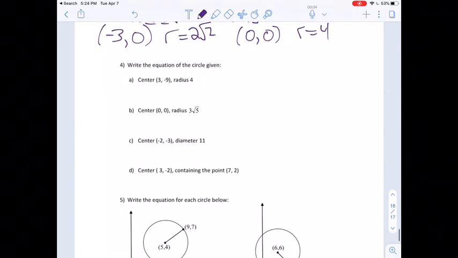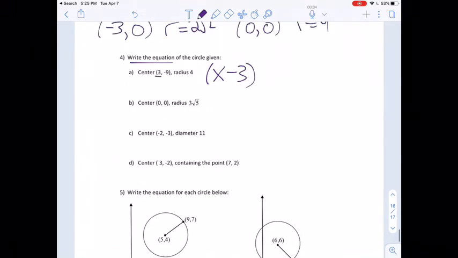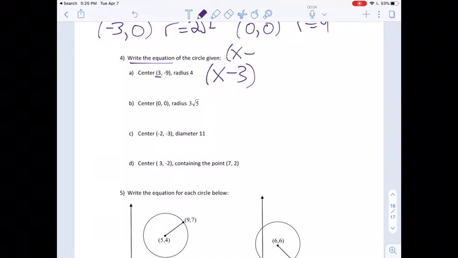Now, when we get to problem 4, these are the opposite. They're asking us to write the equation. Okay, so it's x minus this number. You know what, let me write the equation down here so we can see it again.